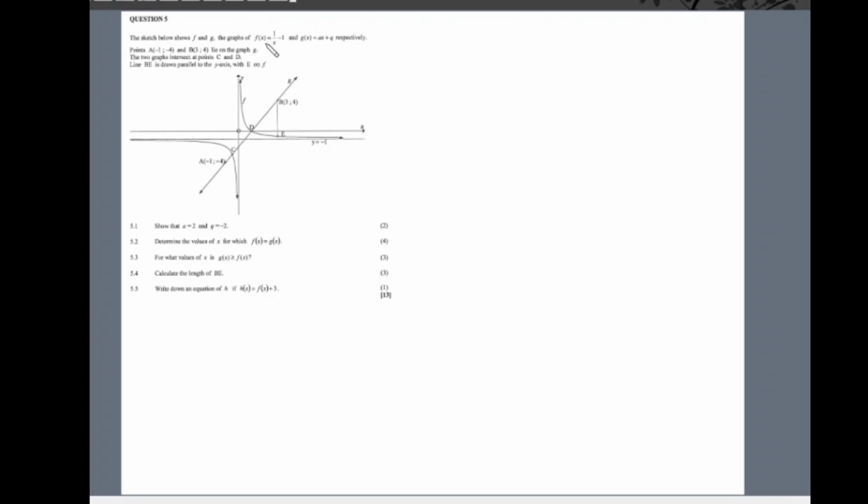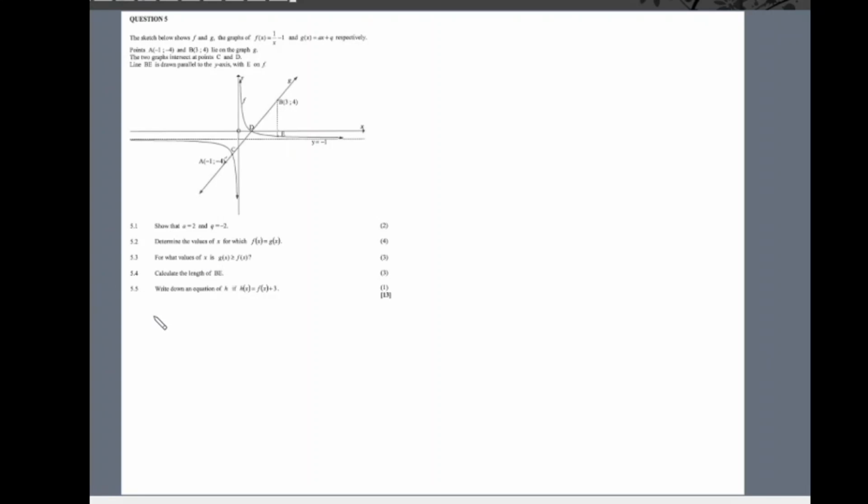The graphs are f of x equals minus 1 over x minus 1, and g of x equals ax plus q. Points A and B lie on the graph of g, the straight line. The two graphs intersect at points C and D, which is this point there and that point there, right? And then they say the line BE is drawn parallel to the y-axis. There's the line BE, right?